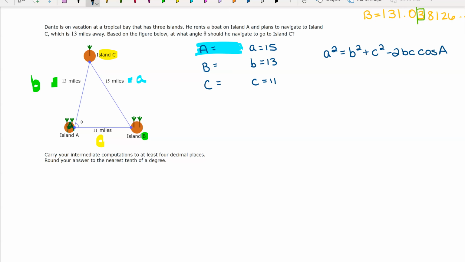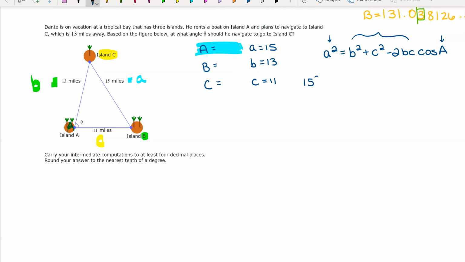I could easily have asked about the angle for island B, and we would use the B version where we start with B squared equals A squared plus C squared minus 2AC cosine B. So it's depending on what it's asking for, what you're searching for, which one of those law of cosines you use. But remember, this letter will always match this letter, big, little, and then these letters will be the other ones every time. So let's try this.